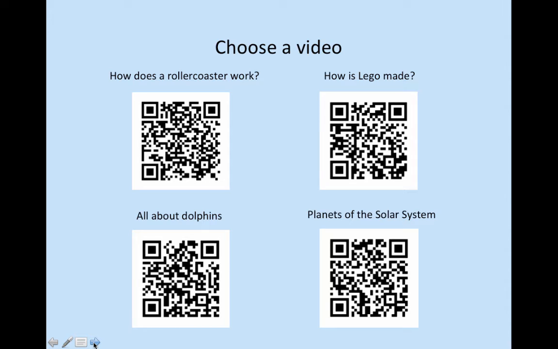Okay, our next step is to get the main idea from a video. You've all done a really great job at getting the main idea from small pieces of text. Now we're going to do it using a video. I'm going to let you choose a video to watch. You can select from how does a roller coaster work, how is Lego made, all about dolphins and planets of the solar system. I'd like you to write down any keywords that you hear in your exercise books. It's going to be a little bit trickier because you need to listen very carefully. However, you can always skip back as you watch the video if you need to. Remember, I want you to think about which words give you the most important information.